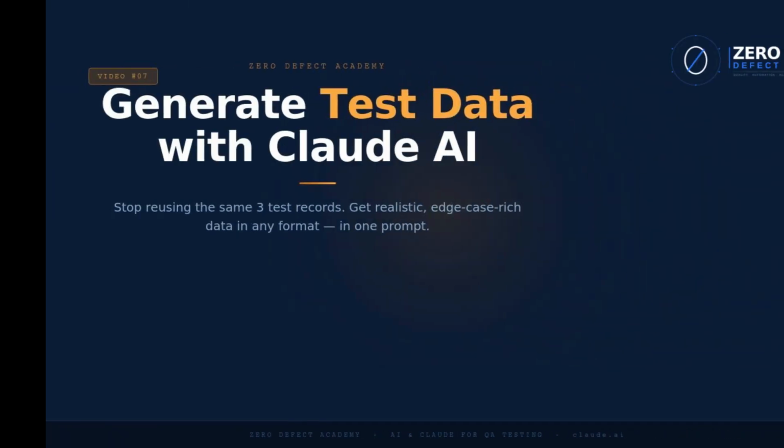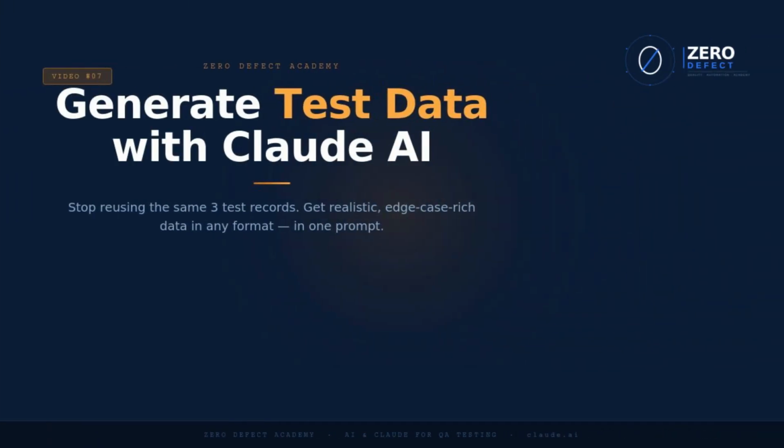You already know how to test a login form with john@test.com and password 1. So does every other tester. And so does every developer who wrote the code. The bugs that make it to production aren't found by safe, familiar data. They're found by data that nobody thought to test with.